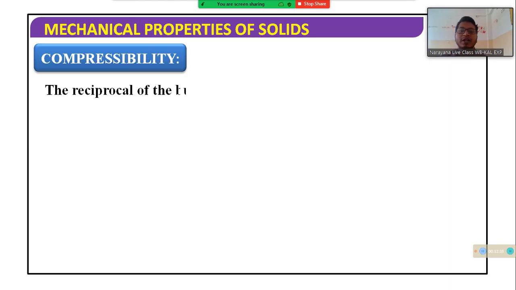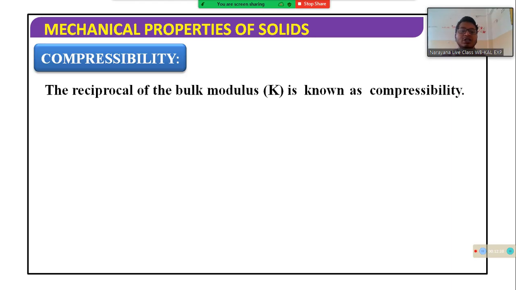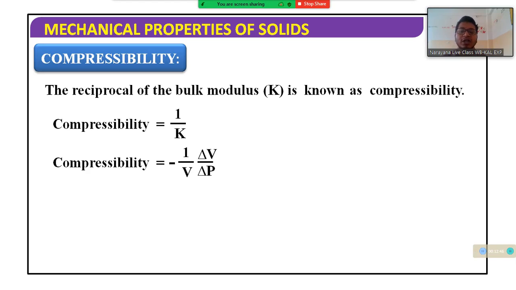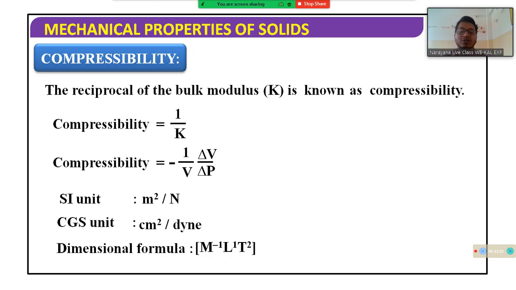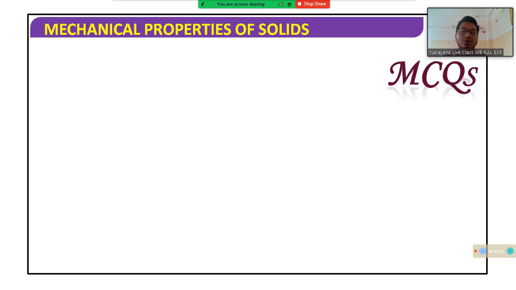Compressibility. The reciprocal of the bulk modulus is known as the compressibility, that is 1 by K, 1 by bulk modulus. So you can write compressibility as 1 by V times delta V by delta P. The SI unit: bulk modulus is in Newton per meter square, so its unit will be meter square per Newton, and its dimension M to the power minus 1 L T to the power minus 2.